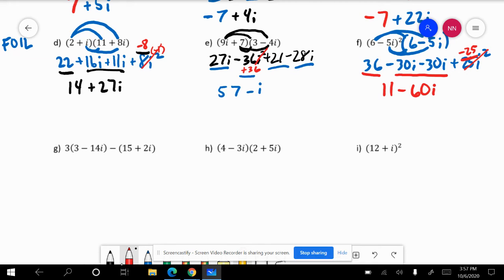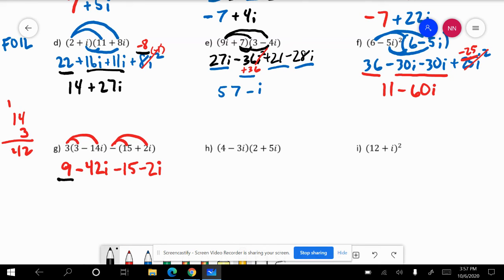For letter G, we're going to distribute the 3 to each of the terms. 9 minus 14i times 3 gives us 27 minus 42i. So negative 42i. We distribute the negative to each of the terms: negative 15 minus 2i. We're going to add our like terms. 9 and negative 15 gives us negative 6. We have negative 42i. Negative 2i gives us negative 44i.